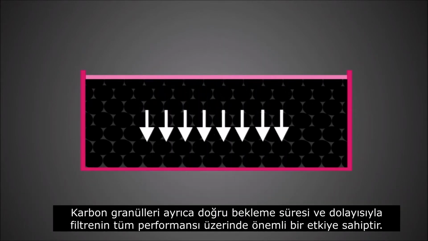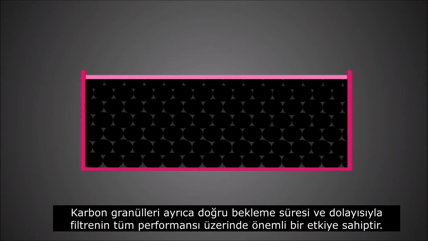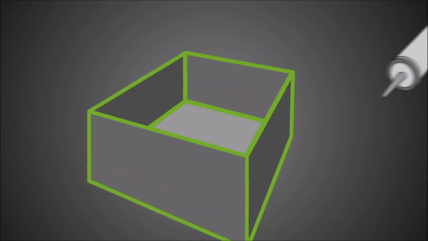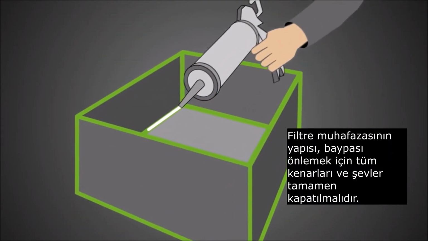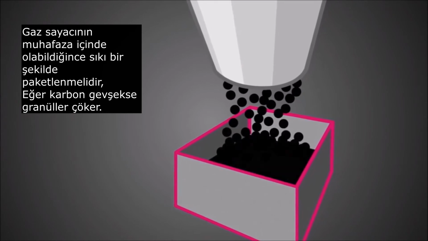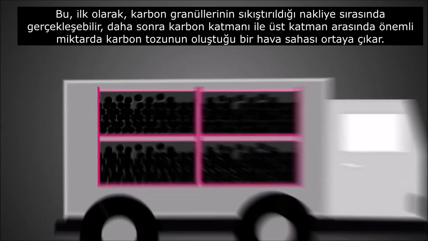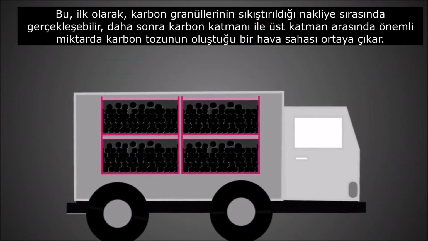The size of the carbon granule also has a significant bearing on the correct dwell time and therefore overall performance of the filter. Construction of the filter enclosure must have all sides and miters totally sealed to avoid bypass. It is essential that the gas media is packed as tightly as possible within the enclosure. If the carbon is loose, the granules settle. This can happen initially during transportation, where the carbon granules compact.